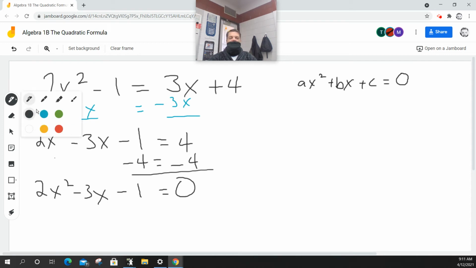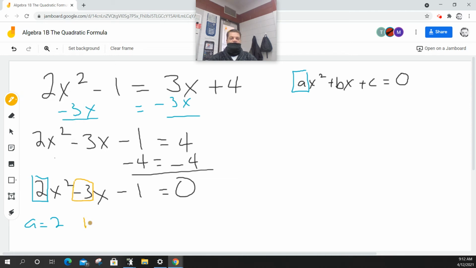So now that means that my a term is 2. Remember that a is just the number in front of the x squared. My b term is negative 3. Remember, that is the number in front of x to the first power. And then lastly, my c term is negative 1 because that is just the constant, all by its lonesome.